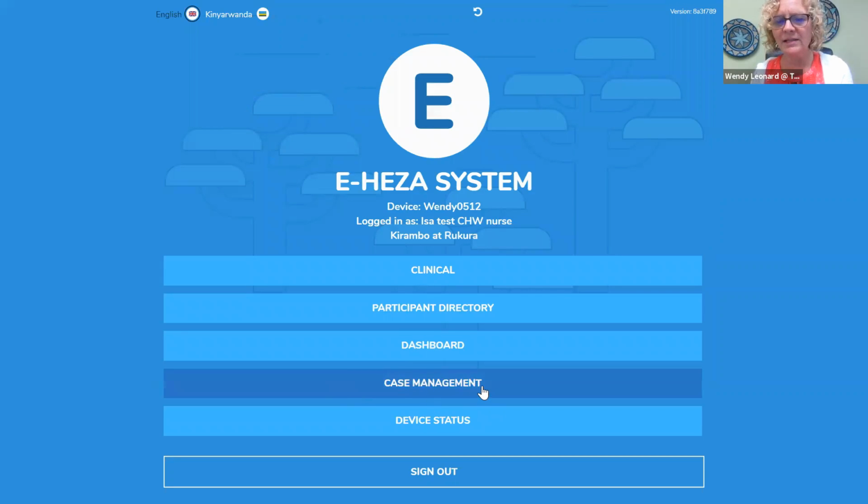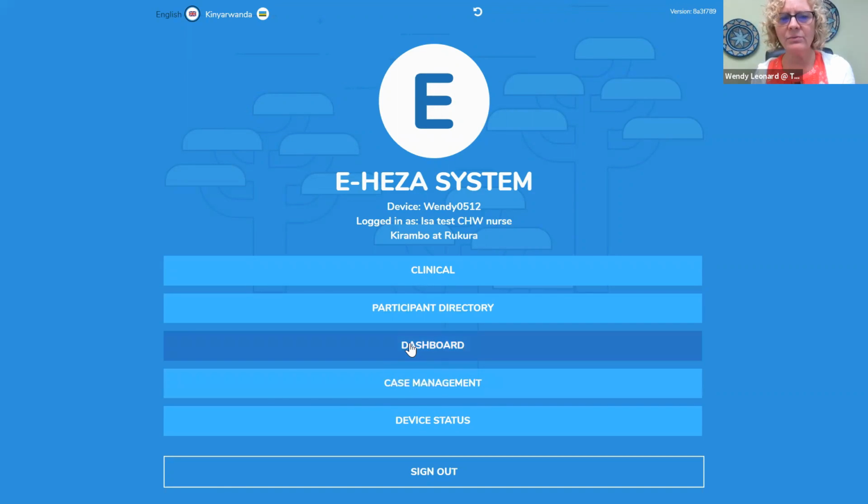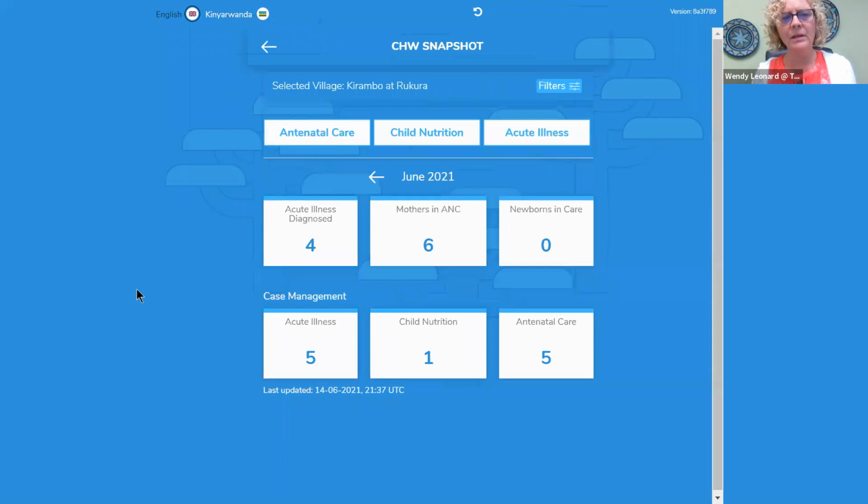Now, in addition to case management, E-Heza can also review her dashboard. Here you can see a very high-level snapshot of her village. For the month of June, she has had 4 acute illnesses diagnosed. She has 6 pregnant women who are currently in antenatal care, no newborns, and she's case managing 5 people with acute illness, 1 child with malnutrition, and 5 pregnant women.